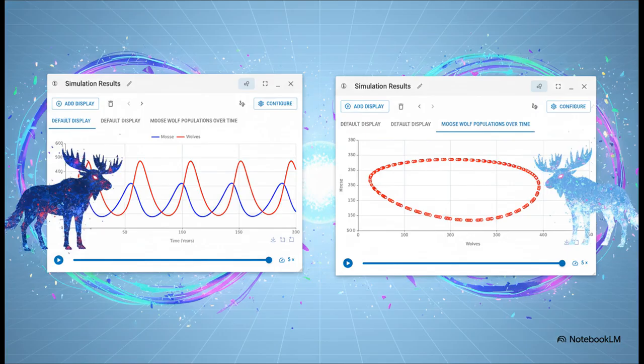Those incredibly simple rules we set up, births, deaths, and that one little multiplication, that's all it took to create this complex, living, breathing cycle. And that other view, the one that looks like a loop, that's just a different way of seeing the same story. It perfectly traces out that stable, repeating pattern. It's called a limit cycle, and it's beautiful.